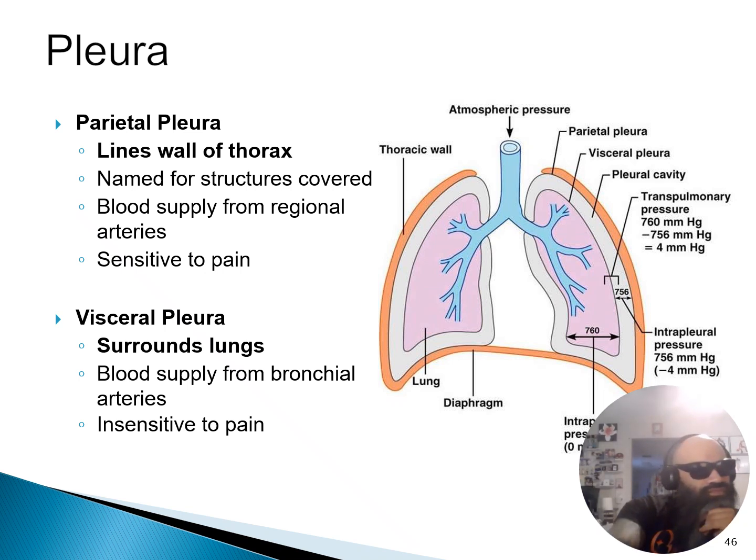So from all of this confusing stuff I just mentioned, just know that the parietal pleura lines the walls of the thorax, and the visceral pleura surrounds the lungs. Okay.